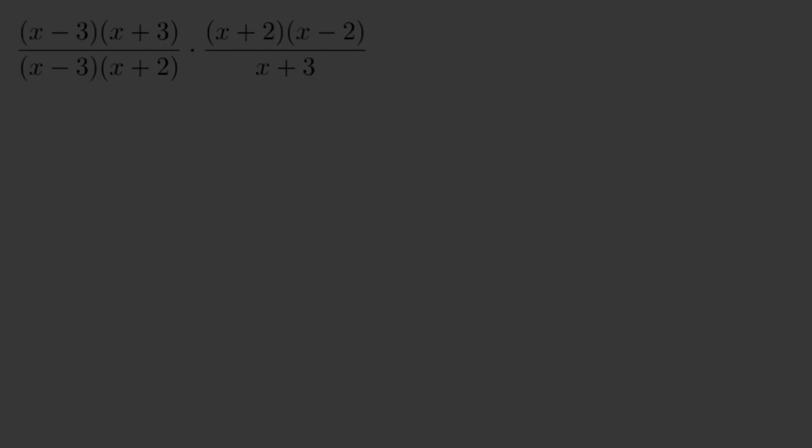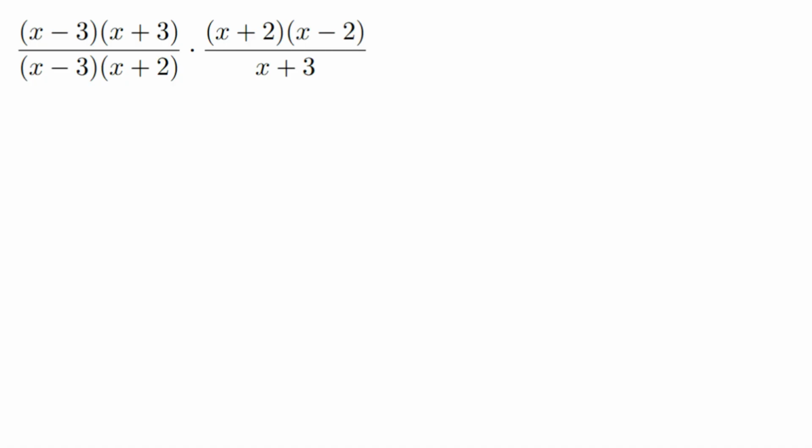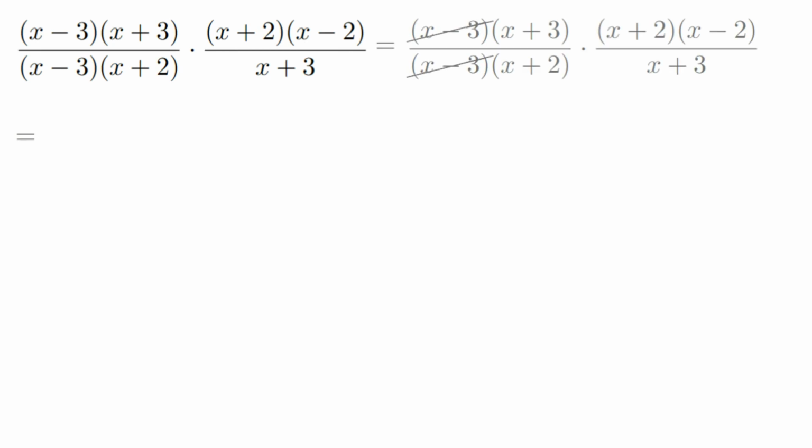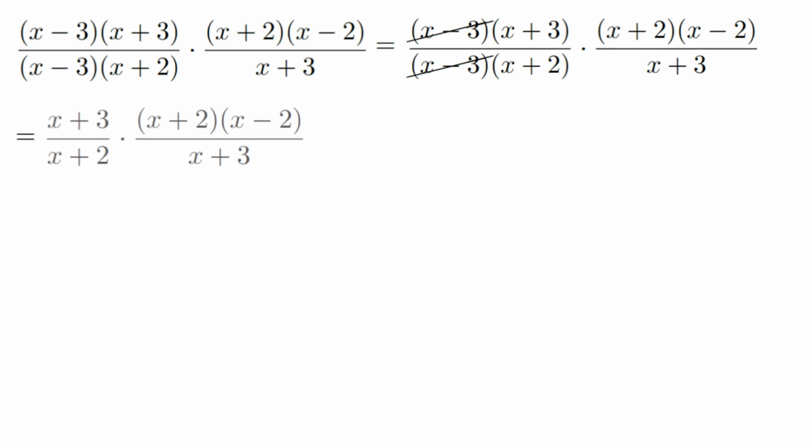Let's do it. So on the left, we have what was previously in the numerator of the complex fraction, and we can divide out the factor x minus 3. That leaves us with the rational expression x plus 3 over x plus 2.